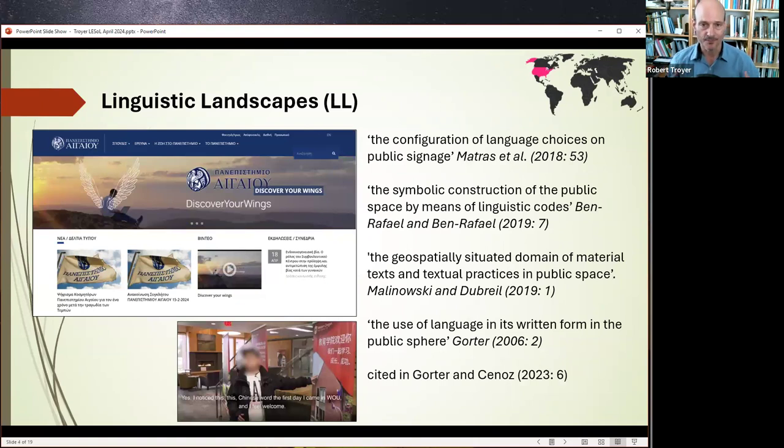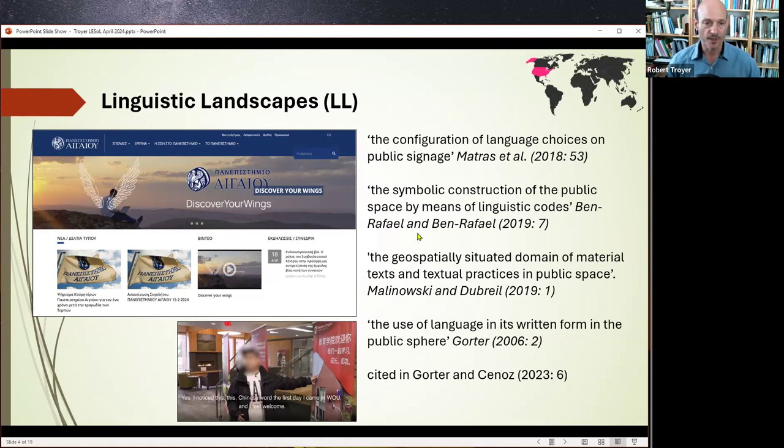There are other definitions of the linguistic landscape. Gorter and Cenoz's recent publication just last year, A Panorama of Linguistic Landscape Studies, does a really good job of outlining some of the history and some of the different definitions: the configuration of language choices in public signage, the symbolic construction of public spaces, geospatially situated domains, and then the very general, the use of language in its written form in the public sphere.